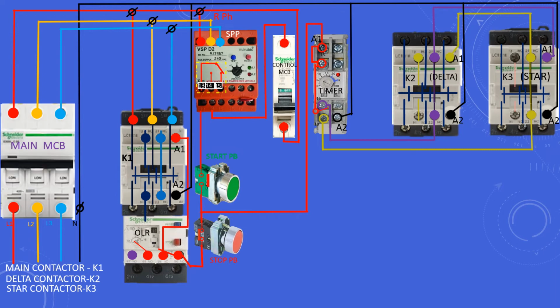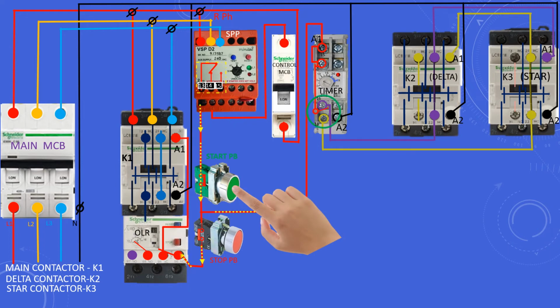Main MCB is made on. Control MCB is now made on. Let's press the start push button and maintain the pressing. Watch carefully. The arrowheads represent the direction of flow of currents. Contactor Q1 makes contacts to feed power to the motor. Voltage coil of contactor K3 is getting power through the timer contact 16.